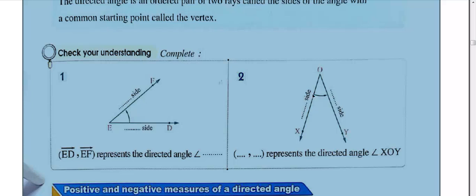Question number 2. Look at the ray coming from OX to OY. So OX will be the initial side, and OY will be the terminal side.